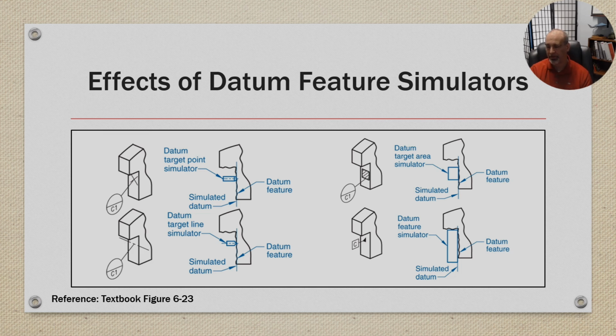Okay, and so when you just have a datum call to a surface, it's that entire surface and not a target. So that last example on the lower right is not a datum target. It's a datum feature. And it becomes simulated when we put something up against that surface to use it to measure or locate the part.